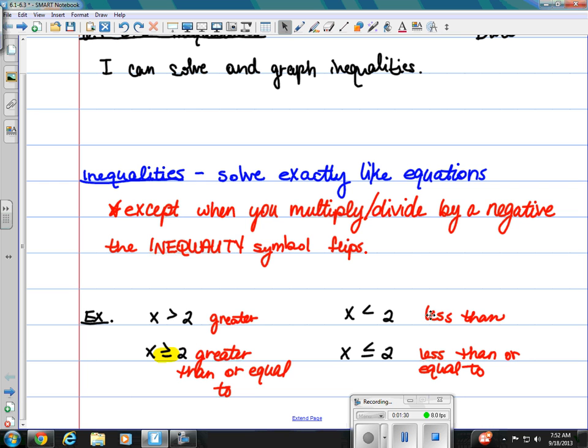Then over here we have x is less than 2. If it points to the x, it's kind of calling x the little guy, telling him he's smaller. So if x is smaller, that means x is less than. And also, if you look, the symbol points to the left, so left is less. Same way down here, we've got x is less than or equal to 2. Once again, that line under it means equal to, less than or equal to.